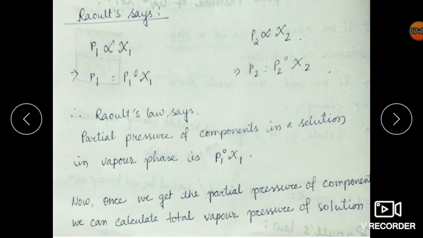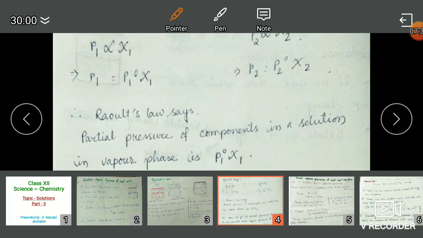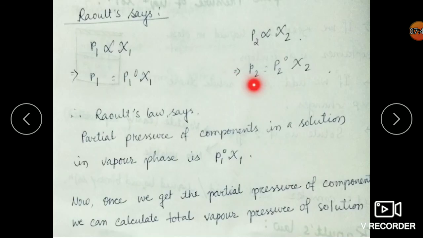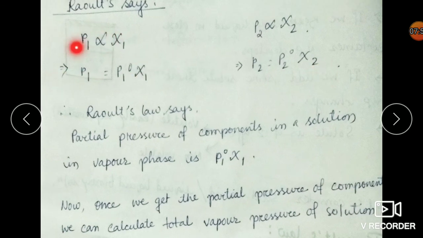In the same way, for the solute the same law holds: P2 is directly proportional to x2. Now to remove the proportionality sign and get the exact value, the vapor pressure of the pure state of the solvent is multiplied with the mole fraction. So you have removed the proportionality sign with this P1 naught. And what is that P1 naught? It is the vapor pressure of the component in the pure state. In the same way for P2, you get P2 naught into x2. So this is your Raoult's law.